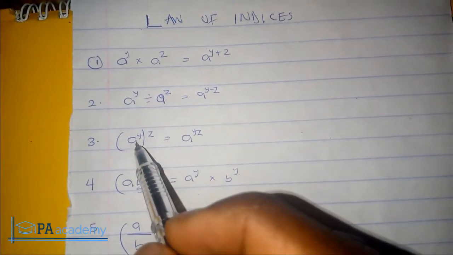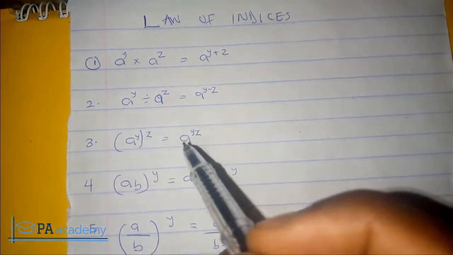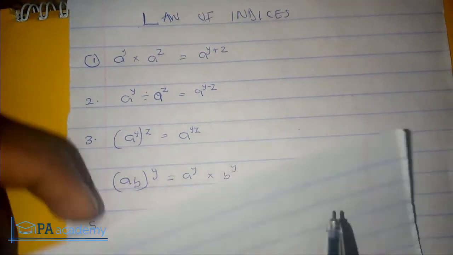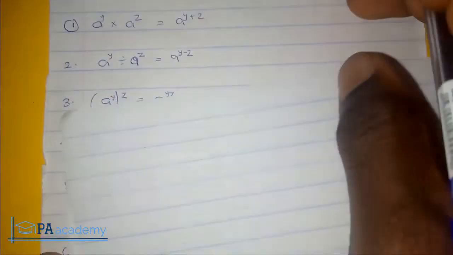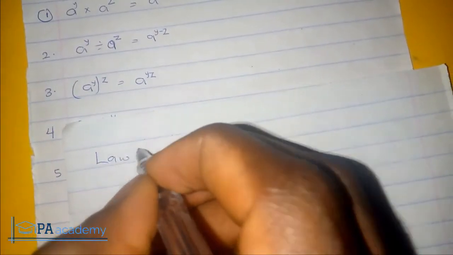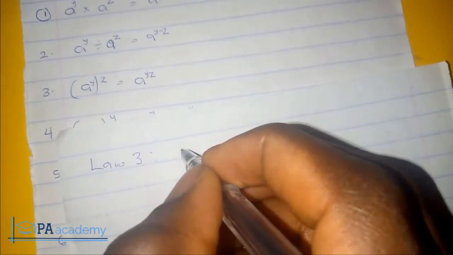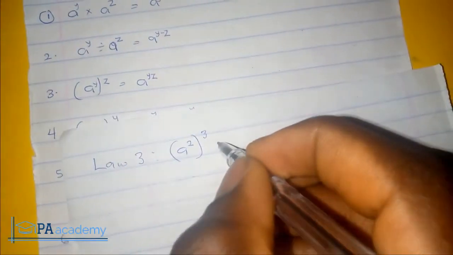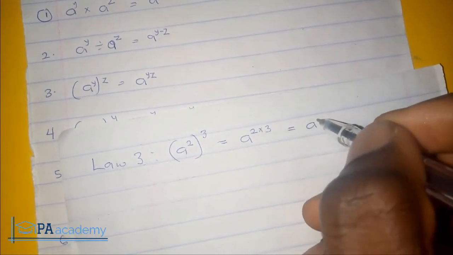Law 3 is, if we have a raised to power y in brackets raised to power z, it is the same thing as a raised to power y times z. So you can rewrite this as, if we have a raised to power 2 in brackets raised to power 3, it's the same thing as having a raised to power 2 times 3, which is equal to a raised to power 6.